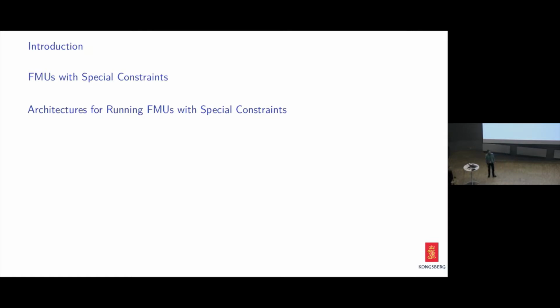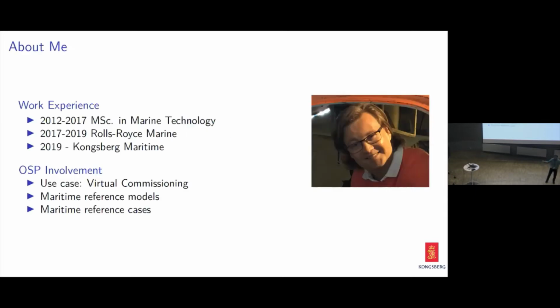I'll start with a short introduction, just to make sure we're all on the same baseline when it comes to FMUs. Then I will continue with what these constraints are, because constraints can mean lots of things. We're not talking about numerical constraints in this sense, but more about software constraints. I'll finish by giving you an overview of some reference architectures that I think can help us with running FMUs with special constraints.